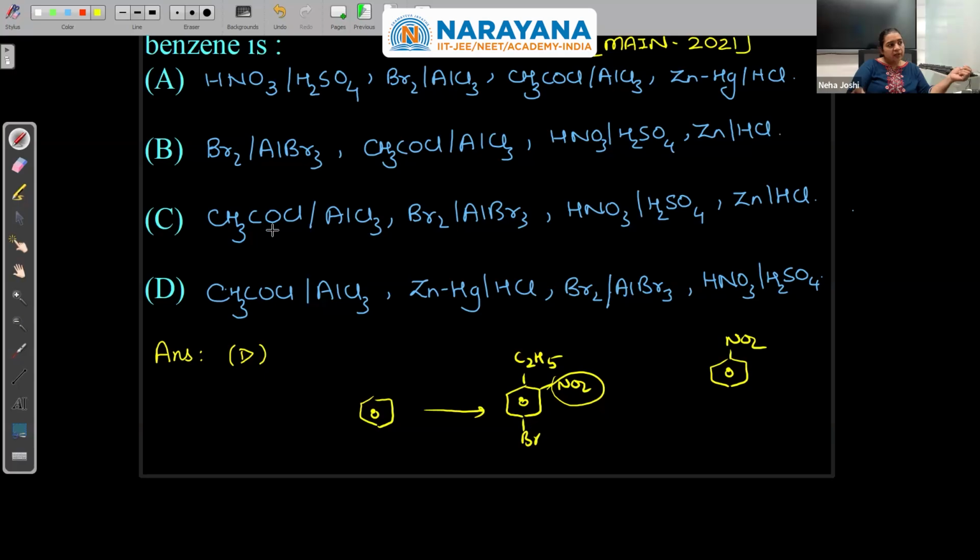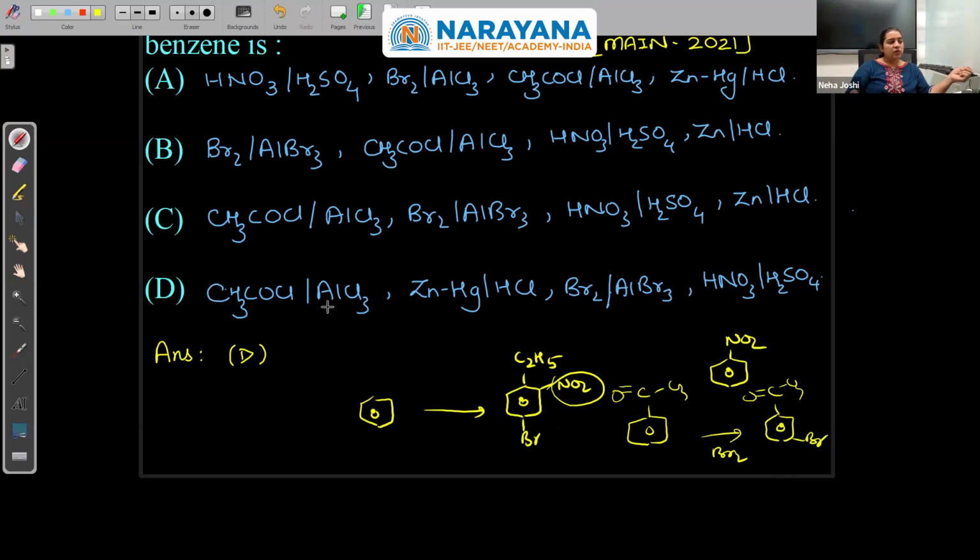So first is a Friedel-Crafts acylation, then bromination. Not good because it will become meta directing. If I have a Friedel-Crafts acylation, so COCH3, and if then you introduce bromine, it will go to meta. Like this, which is not the answer.